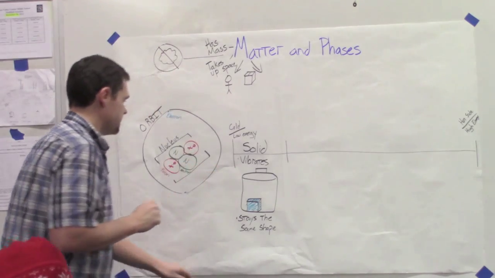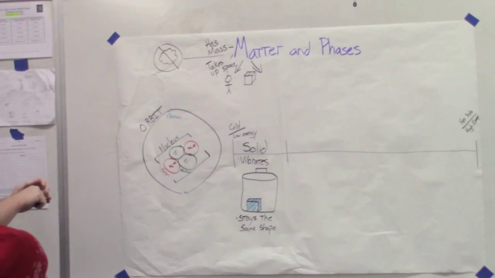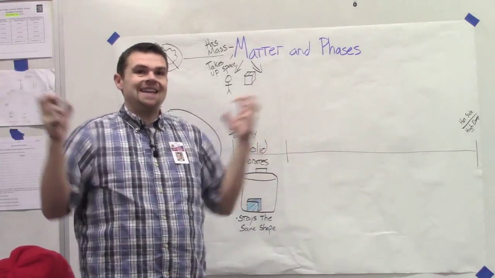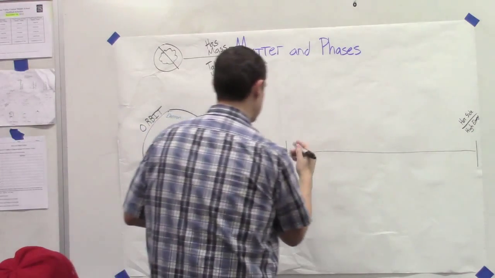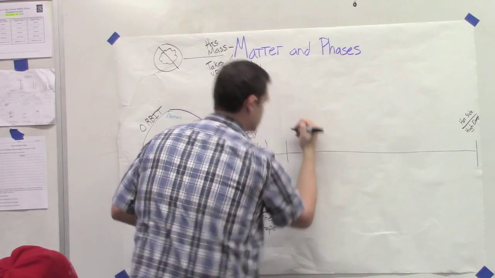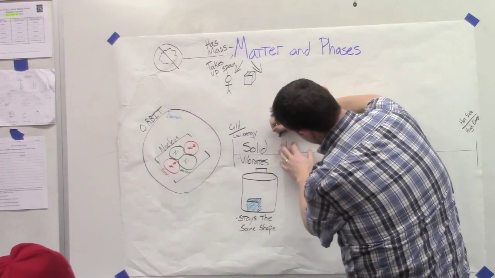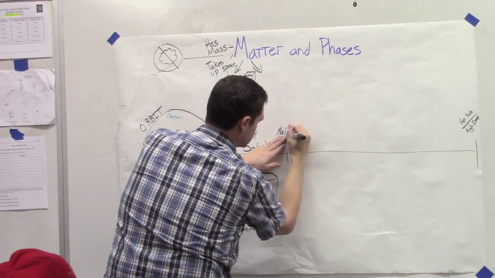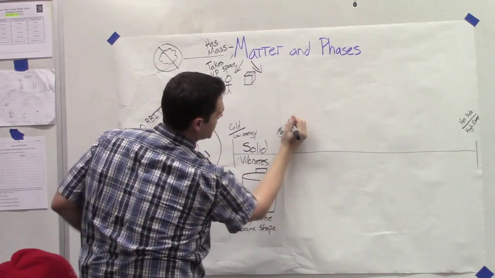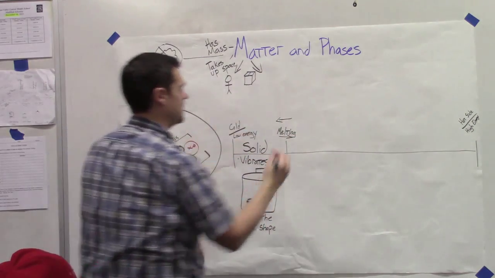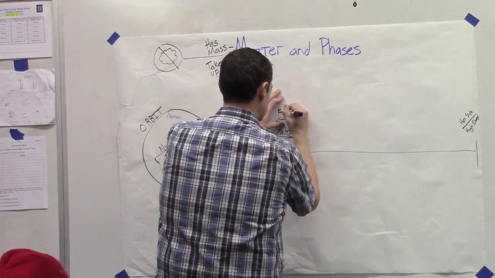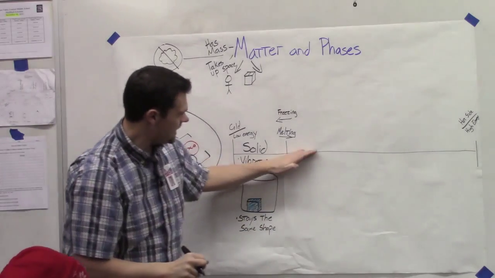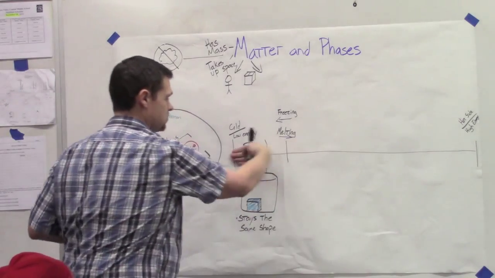All right, so we're going to move on now. Let's say we warm up a little bit. We get a little bit of energy from the environment. This ice cube all of a sudden starts gaining some energy. What happens when it gains energy? It melts. Yeah. So if it's going this way, we say that it's melting. And if we're going this way on the phases of matter, we call it freezing. Okay, so if we go this way, we say something is melting, and if we go this way, we say something is freezing.